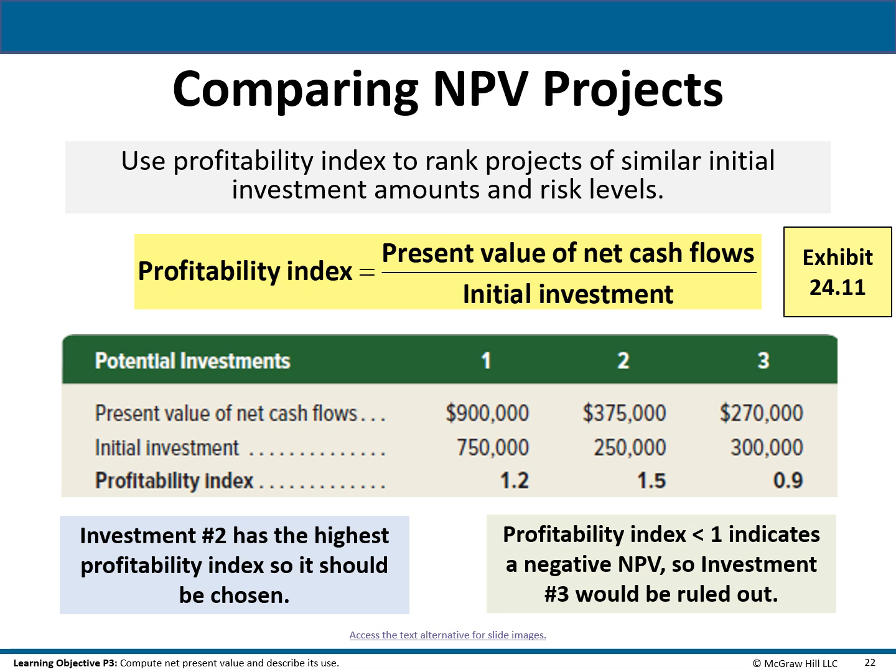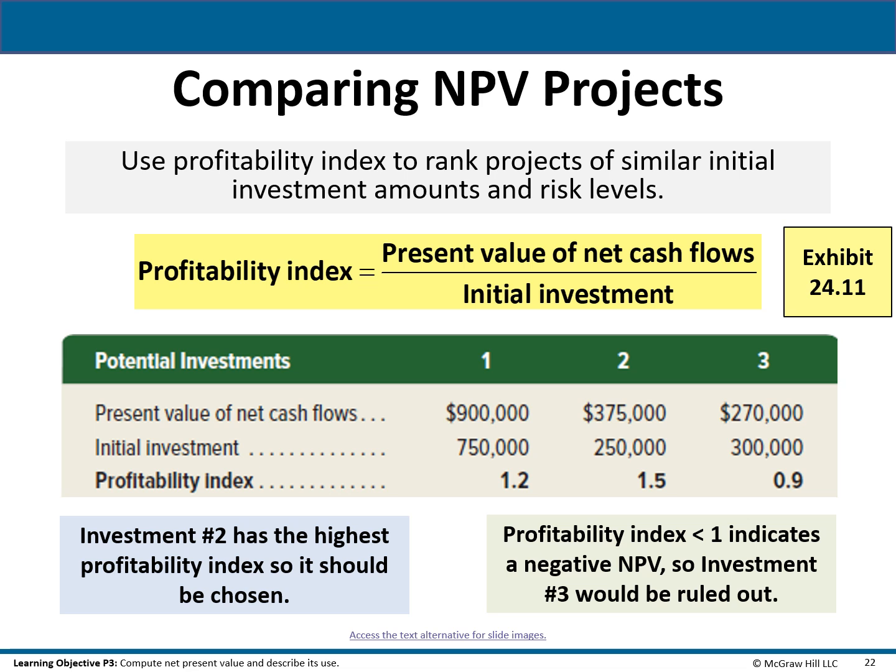When comparing projects of similar initial investment amounts and risk levels, we can rank them based on net present value. However, if the initial investments differ across projects, then we need a different method. One way to compare projects, especially when a company cannot fund all positive net present value projects, is to use the profitability index. This is computed as the present value of net cash flows divided by the initial investment. That way it translates it into a rate that you can then use to compare against other projects when they don't have the exact same initial investment.